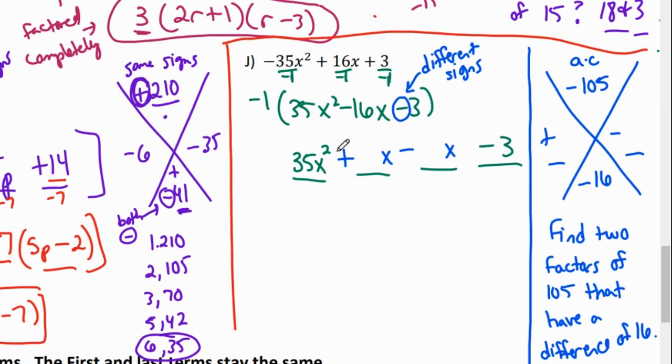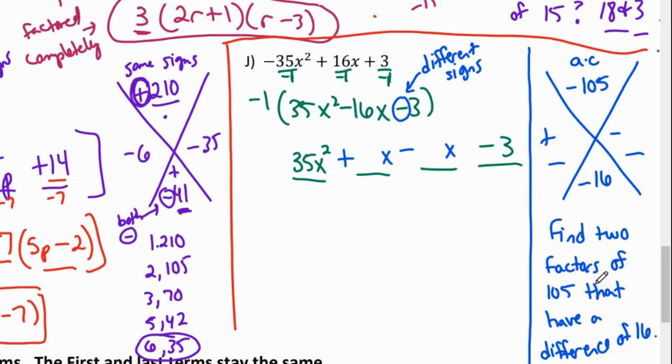All right, so hopefully your setup is good. 35x squared plus something x minus something x. Again, if you want to put the minus before the plus, that's fine. And then -3 at the end. When you multiply your A times your C, you get a -105 at the top. Your B value, -16 at the bottom. Because it's a negative, your signs are different. So think of 2 numbers that have a difference of 16.